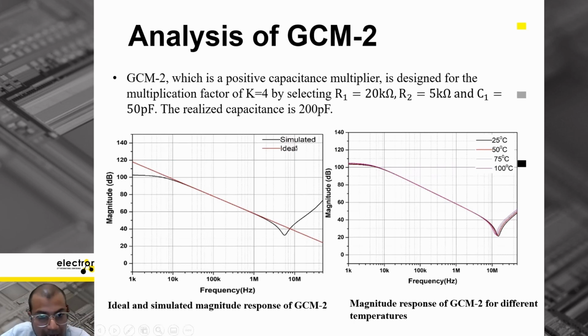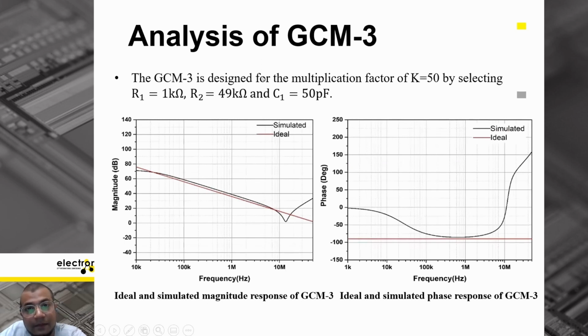Again, on the left side, you can see the magnitude response. On the right side, we have plotted the magnitude response with variation in temperature, to see how it varies with the change in temperature. Again, we can infer from the graph that the variation in temperature does not affect the emulator much.